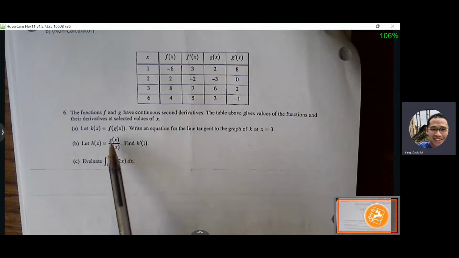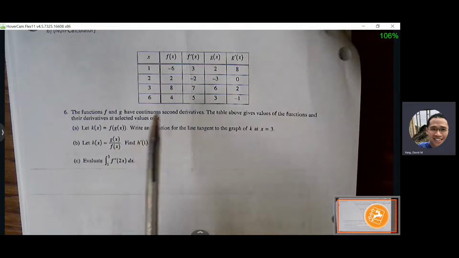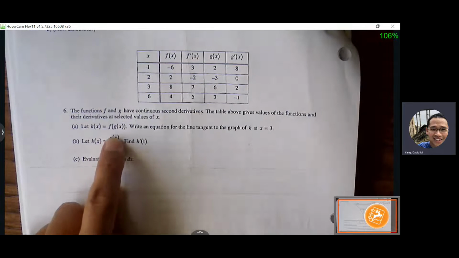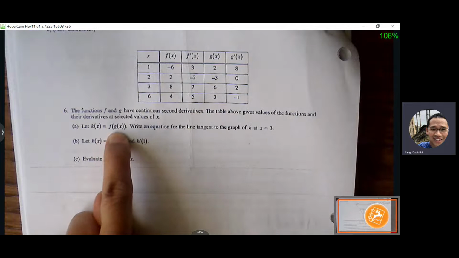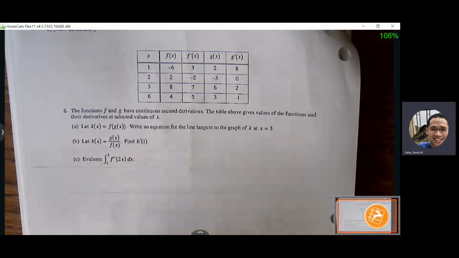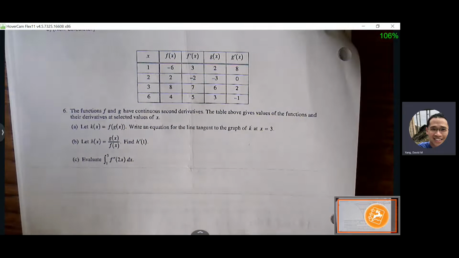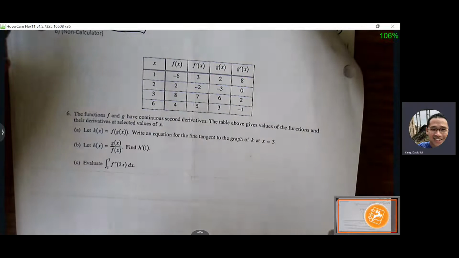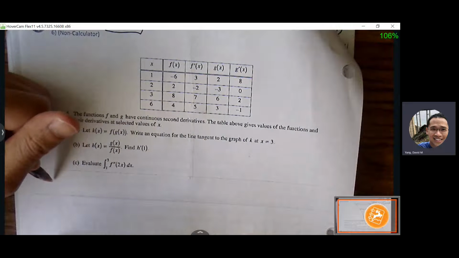Okay, so we have to find an ordered pair using the table. And we also have to find the slope. And to find the slope, we've got to find the derivative. And to find the derivative, we have to realize that f of g of x is a function within a function. We don't want to get this confused with the product rule here. This is chain rule, right? So let's go ahead and find the easy stuff first.